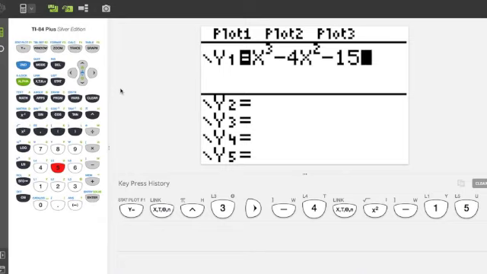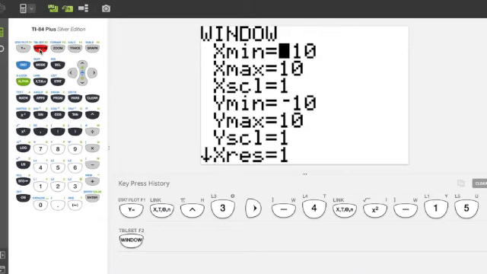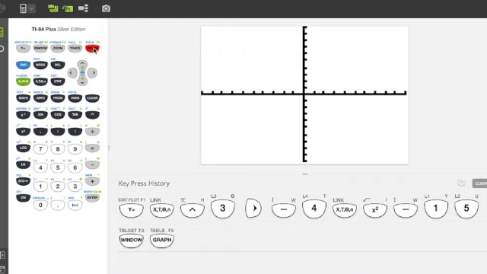They ask us to do it on the standard window first, so the standard window is from -10 to 10 for the x values and -10 to 10 for the y values. And then we'll go to graph. And this shows the graph. Doesn't look like a very complete graph.